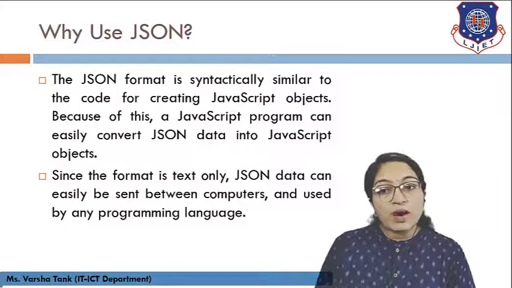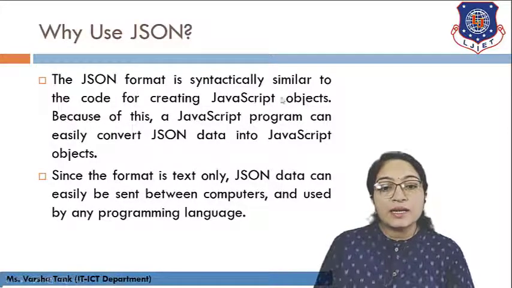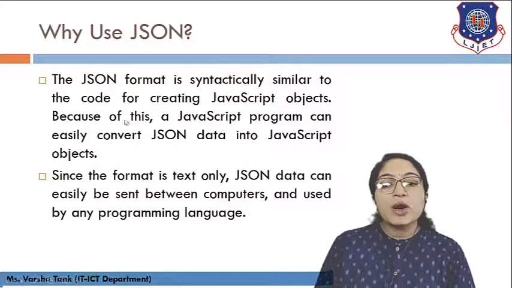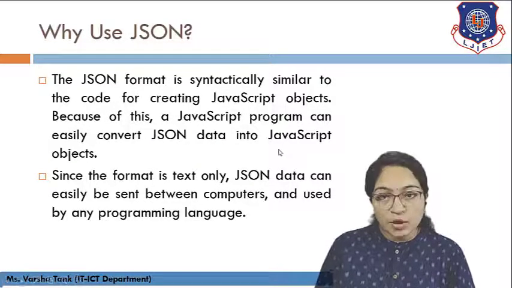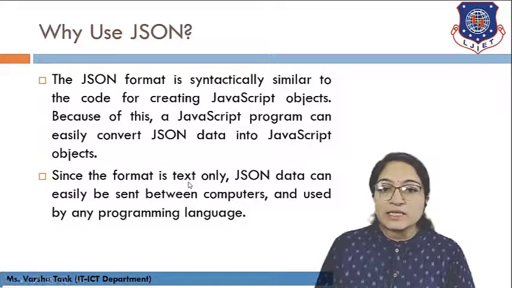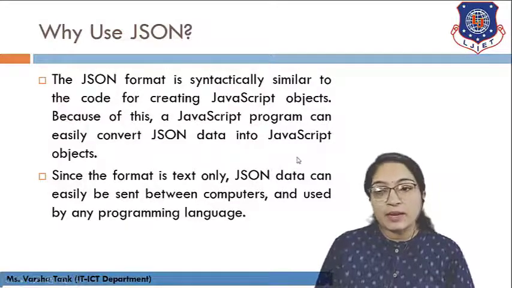Now why do we have to use JSON? The JSON format is syntactically similar to the code for creating JavaScript objects. Because of this, a JavaScript program can easily convert JSON data into JavaScript objects. The format is text only, and JSON data can easily be sent between computers and used by any programming language.